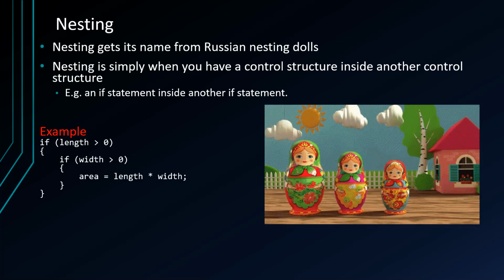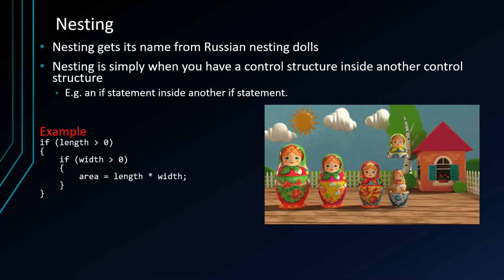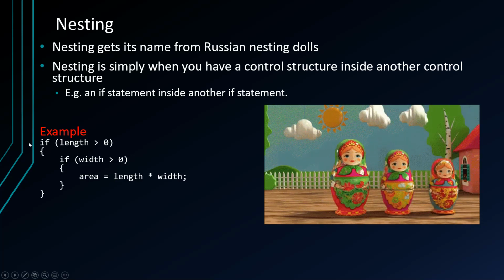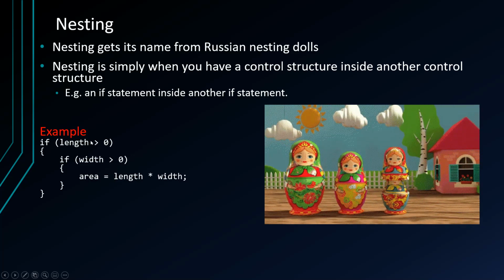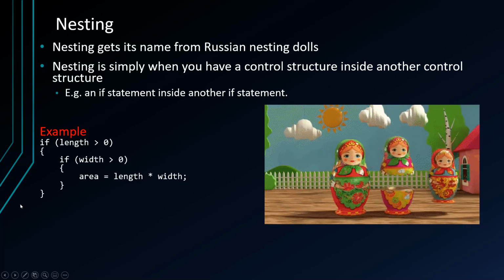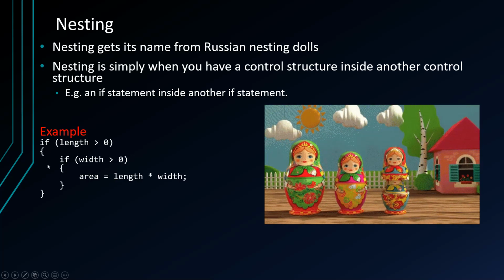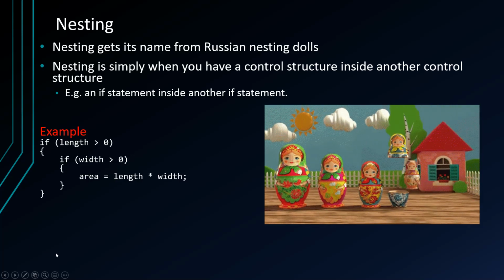Now, of course, we need to understand a few key things in order to understand how this actually works. First of all, when the code is executing, it's going to come down and it's going to say, well, is my length greater than 0? If it's not, I'm going to skip over and keep going with the rest of the program. You notice it won't even test the width. It doesn't need to because it failed the length. So it just continues on with the rest of the program.